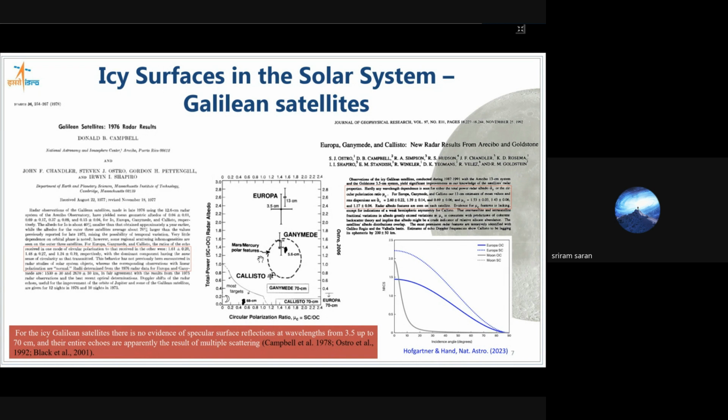So the takeaway is that for these icy Galilean satellites, there is no evidence of specular reflection at wavelengths ranging from X band up to P band. So X band is typically at 3 centimeters, and then P band is the longest wavelength used for planetary radar observations. So what these authors have observed is that all these radar echoes coming from these icy Galilean satellites are because of multiple scattering through these thick layers of ice.